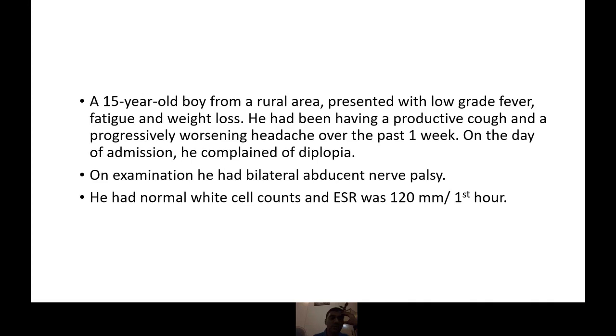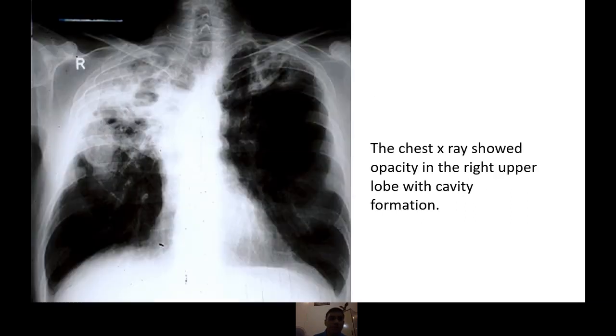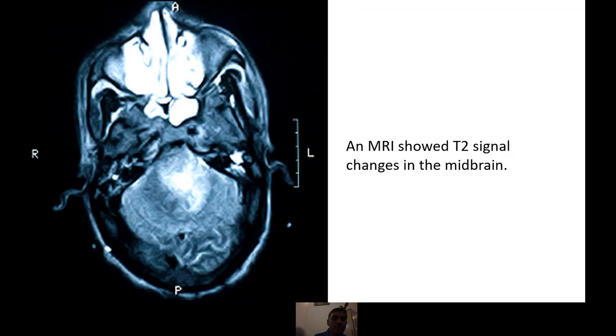Then when we examined, he had bilateral abducens nerve palsy, suggesting that there was something going on in the brain. White cells were normal, Hb was slightly low, renal function was unremarkable, ESR was fairly high. Because of the cough, an X-ray was taken. I hope you can see the X-ray. As you can see, there are shadows in the right upper zone with the appearance of cavitations. And then an MRI brain was done. There were signal intensities around the midbrain area that explain why he had 6th nerve palsy.